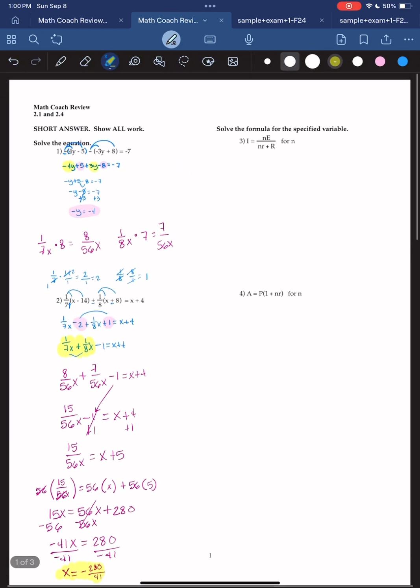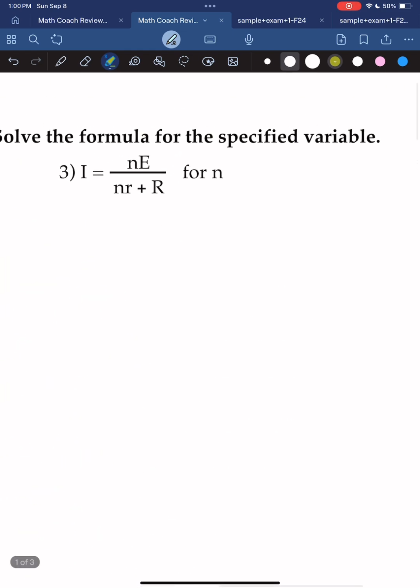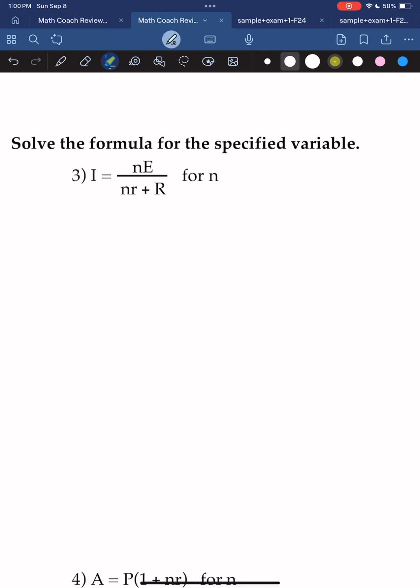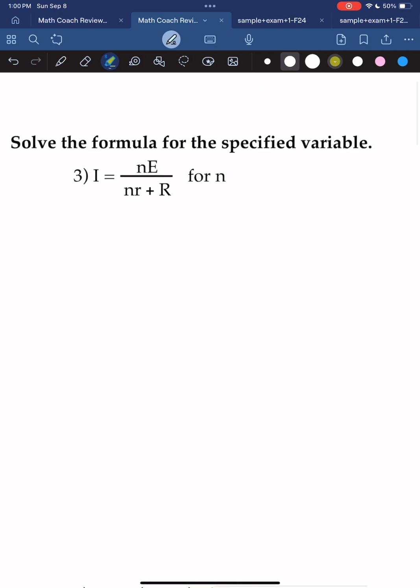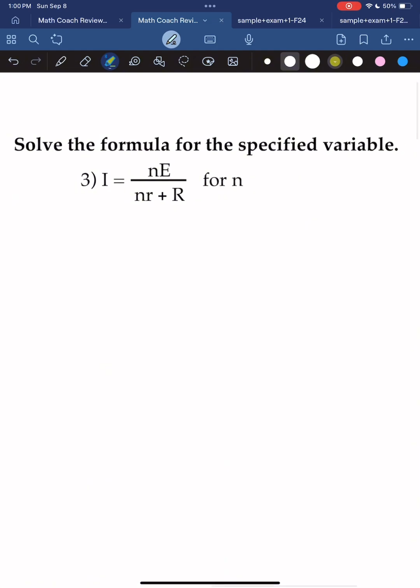Okay, now for number 3. This one's a little different, but we have also practiced this before, so let's just go through it once more. Solve the formula for the specified variable. So in these kinds of problems, we have to treat every letter that's not the one we're solving for like a regular number. So let's do this.